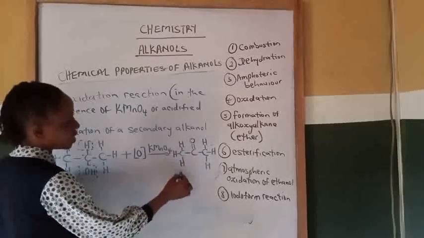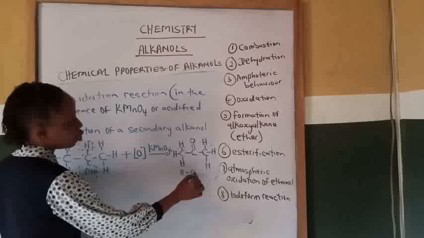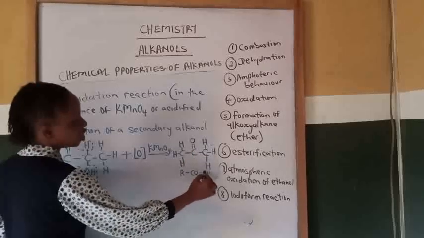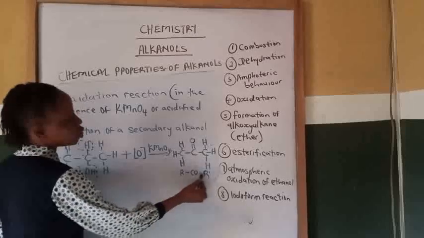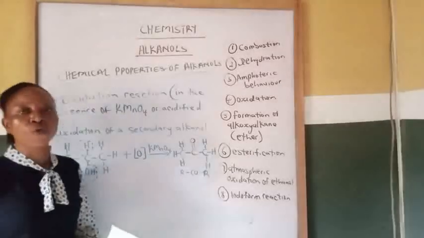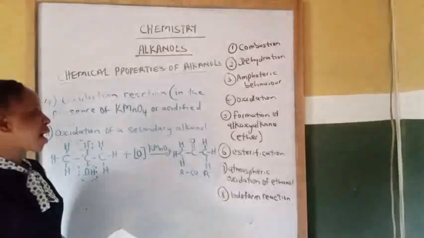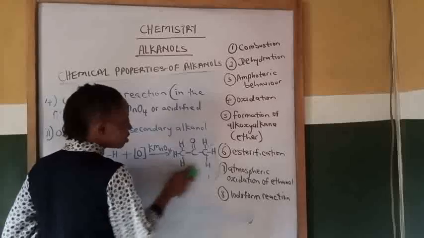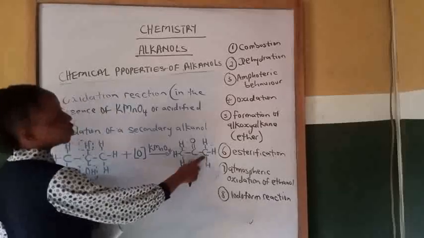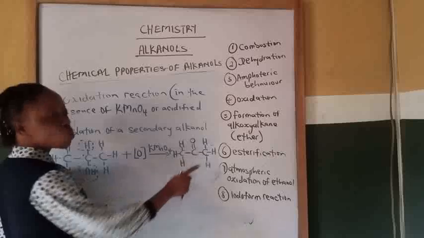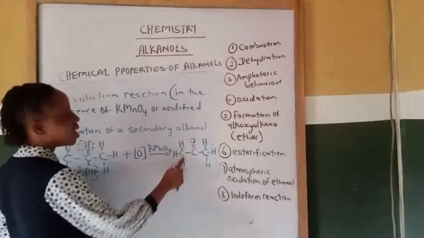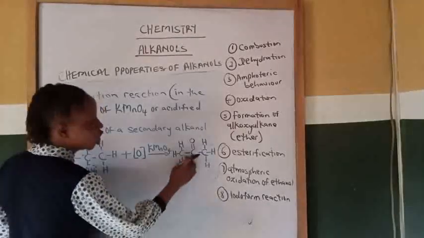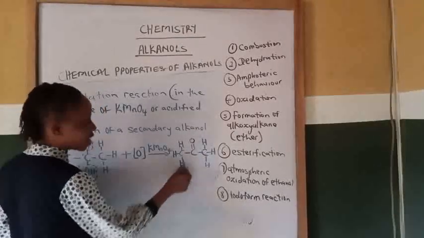CH3 is an alkyl group, that's R, then CO, then this CH3 is also an alkyl group. So RCOR is the general formula for alkanone. So automatically, this is an alkanone. Which member of alkanone? An alkanone with 3 carbon atoms, 1, 2, 3, is called propanone. But the one is on the second carbon atom.